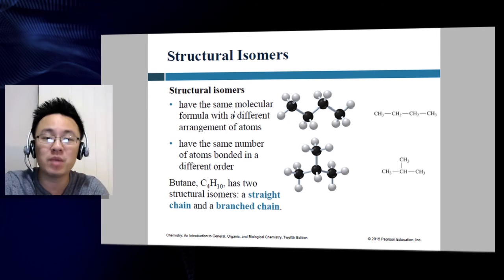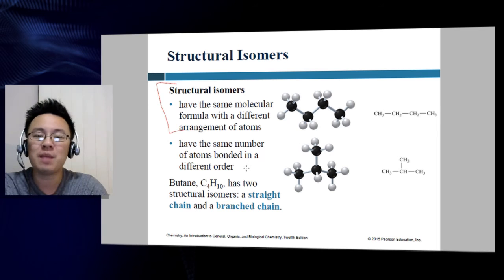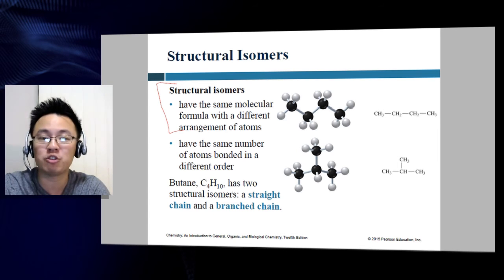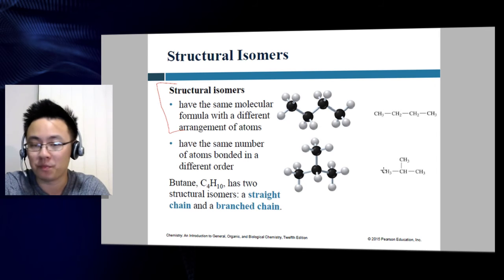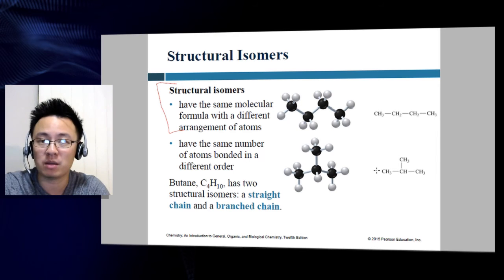meaning they have the same molecular formula but different arrangement of atoms because they are different structurally. So they have the same number of atoms bonded but in a different order. For example, butane has 2 structural isomers. You can make this, which is in its straight form, or you can make it in its branch form. They still have the same molecular structures.